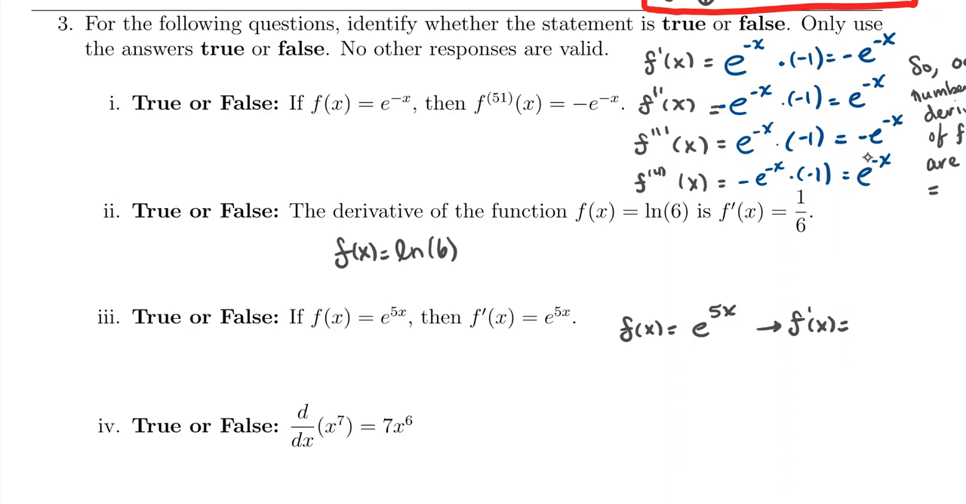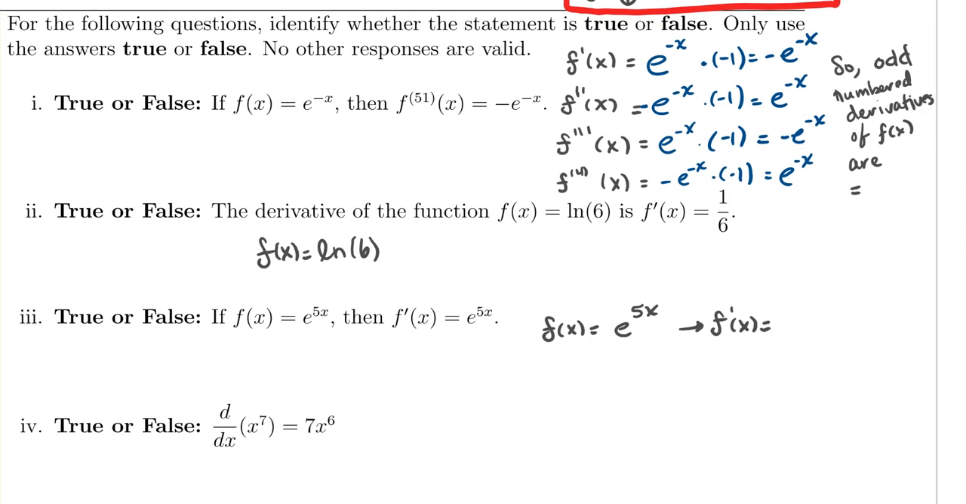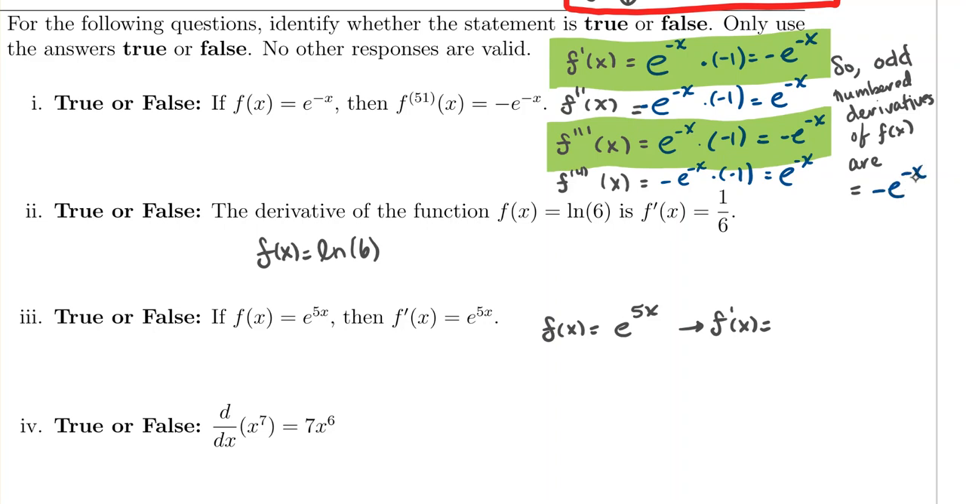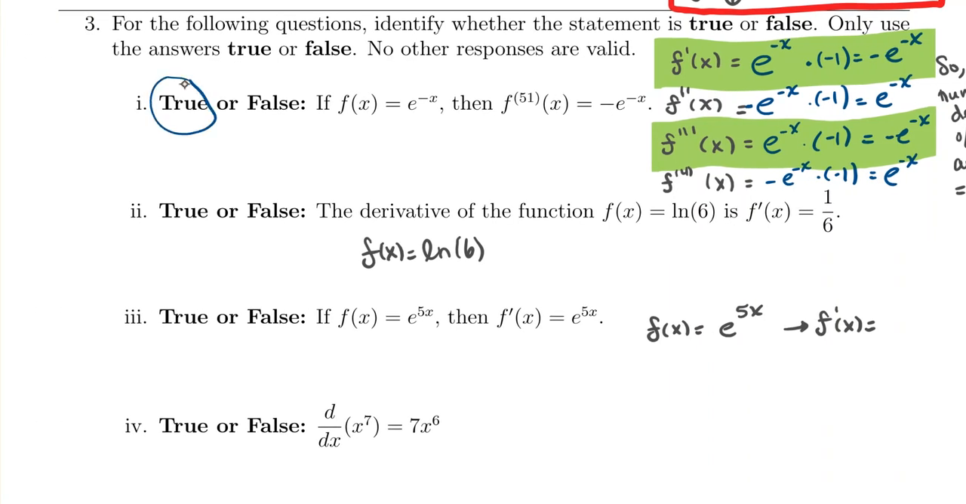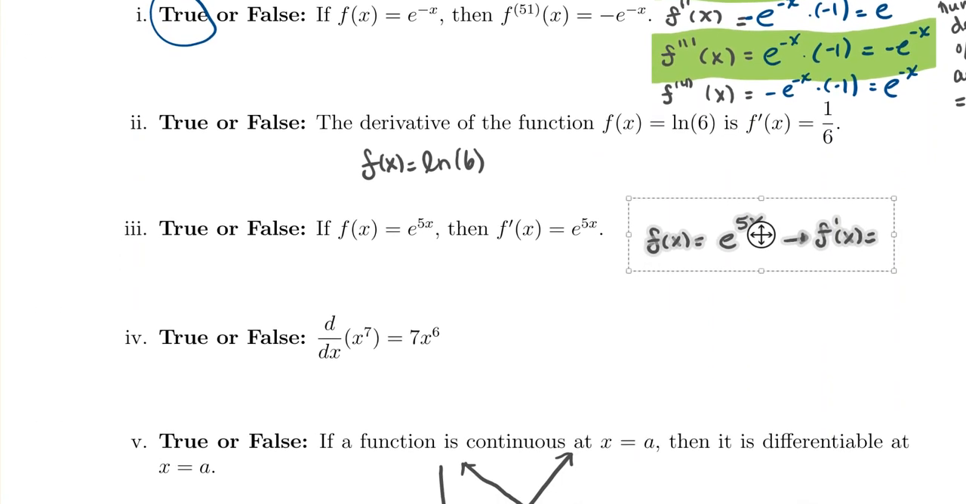So based on this pattern, we can see that all odd number derivatives will be equal to what we find here, this one and this one. So we know our answer here is negative e to the negative x. We were asked about the 51st derivative, which is odd, and indeed that's what we were expecting. So we would say this 3 subpart I is true.